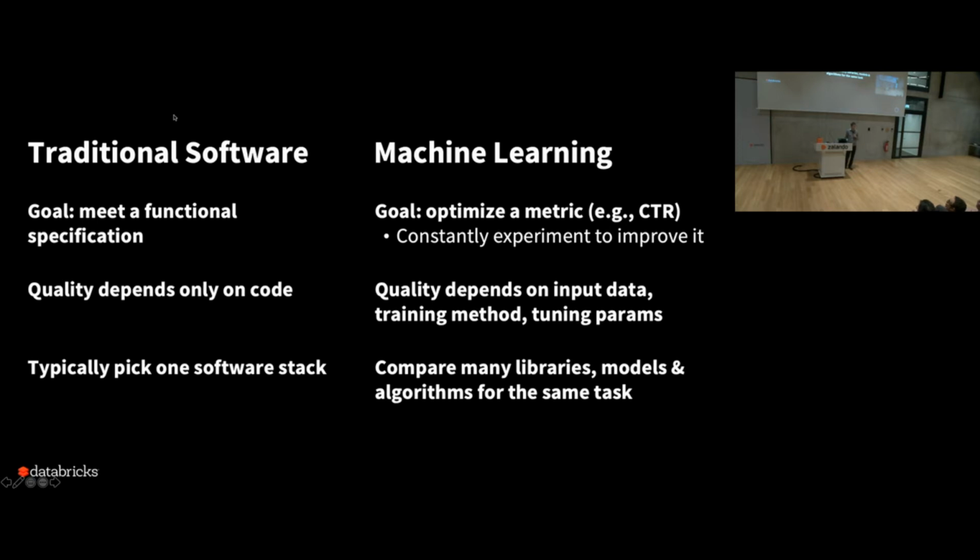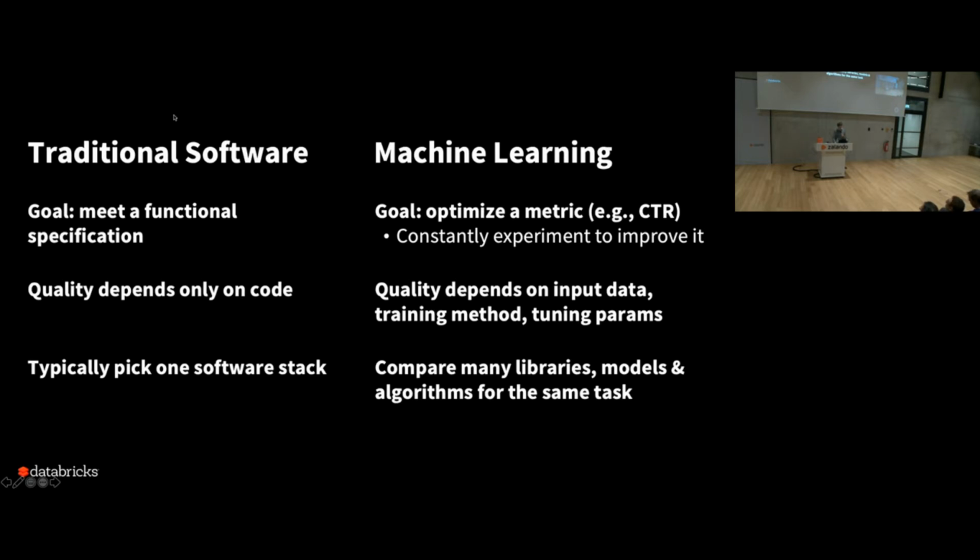And then finally, there's how you choose software. In traditional software, you pick one software stack, one database, one web application server, one JavaScript framework, whatever you do. In contrast, in machine learning, because you are trying to optimize and keep improving this metric in a potentially adversarial world, you want to be able to quickly compare many different software libraries and models and algorithms for the same task. So you don't want someone saying, okay, we'll just use TensorFlow for everything. You actually want to always pick, try and adapt the latest models and the latest things that come out to do that task better.